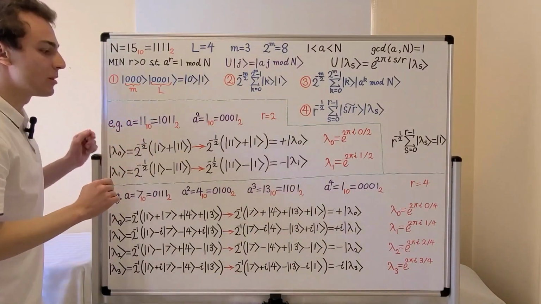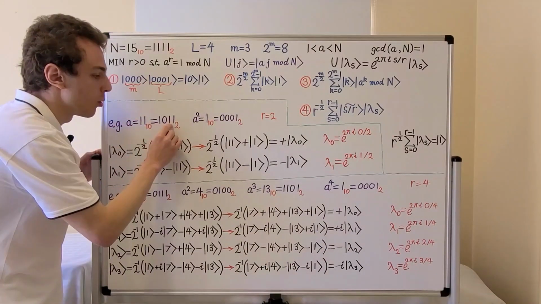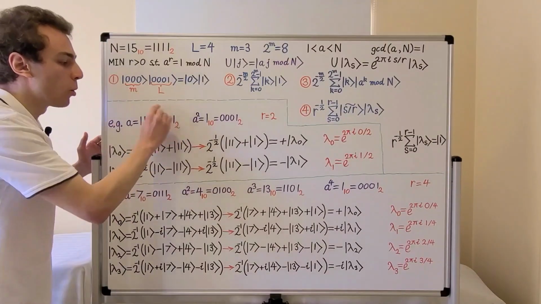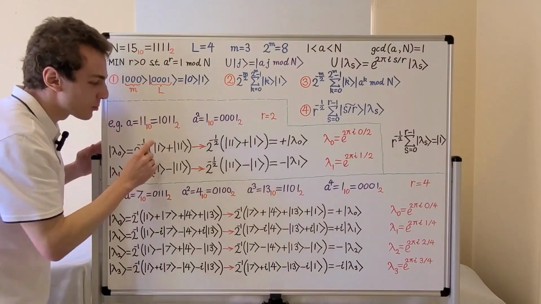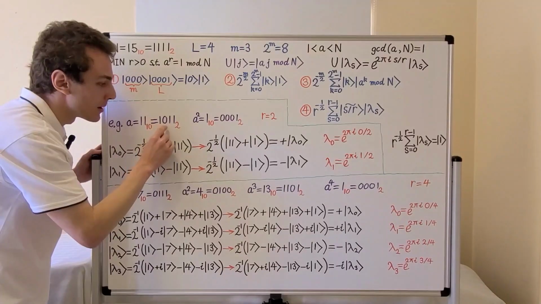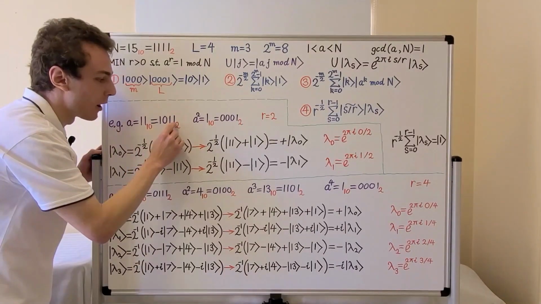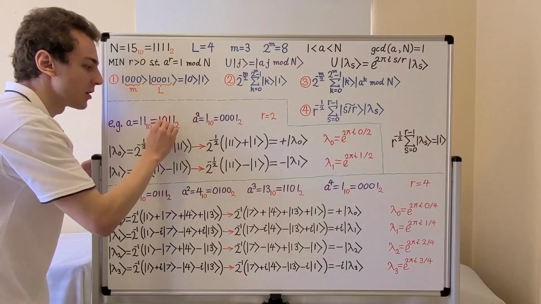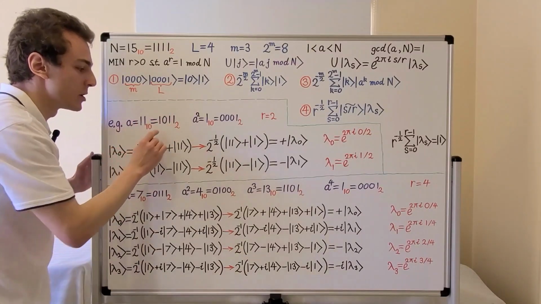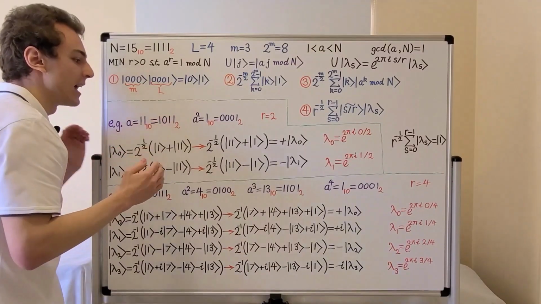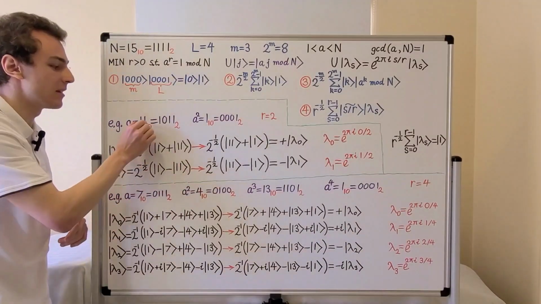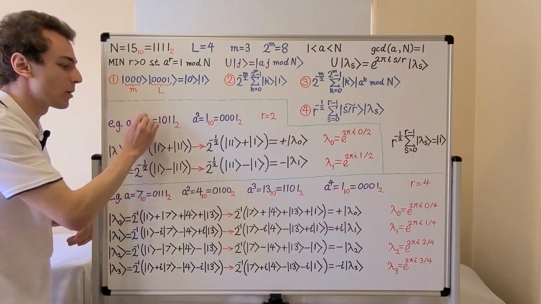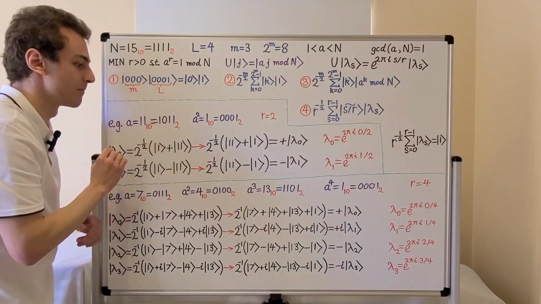So 11 can be written as 1, 0, 1, 1 in binary. What does this actually mean? This is telling us we have 8 plus 2 plus 1. This 0 is telling us that we don't have 4, so 4 does not appear in this representation. We just have 8, 2, and 1, and those values sum to give 11. So this is the base 10 representation of 11.